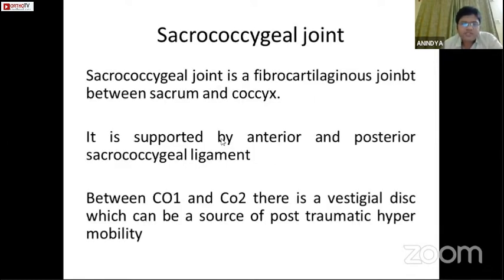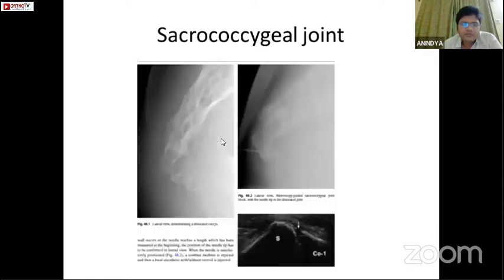So the sacrococcygeal joint is something which I haven't used in my clinical practice or haven't seen, but this is something which I tried to find out about. The sacrococcygeal joint is a fibrocartilaginous joint between the sacrum and coccyx. It is supported by the anterior and posterior sacrococcygeal ligaments, which are very tough ligaments. And between the coccyx 1 and 2 segments, there is often a vestigial disc, which can be a source of post-traumatic hypermobility.